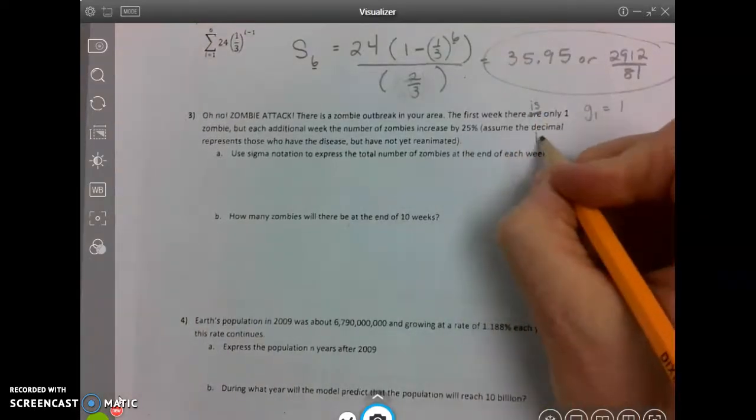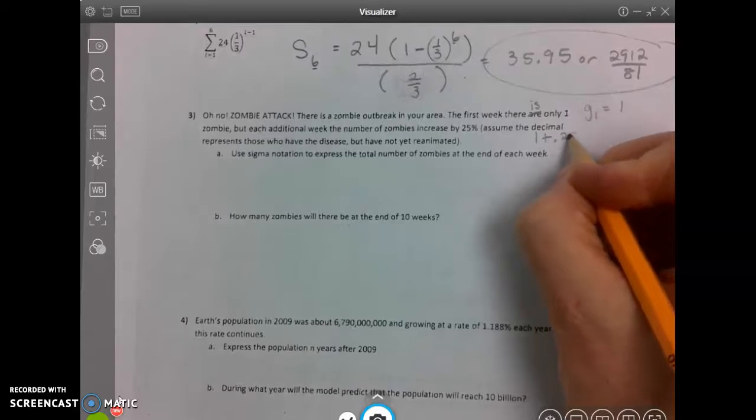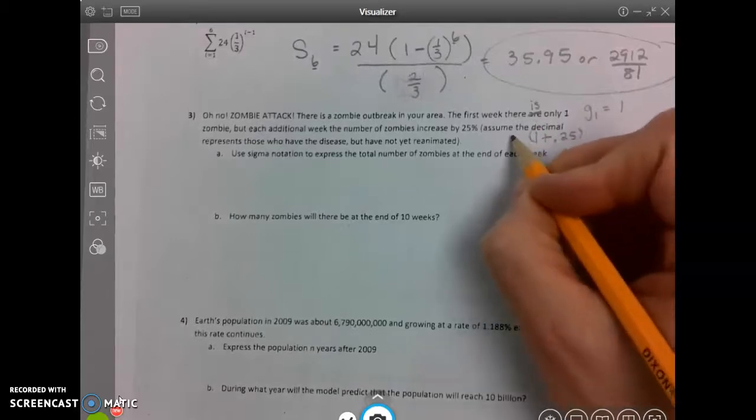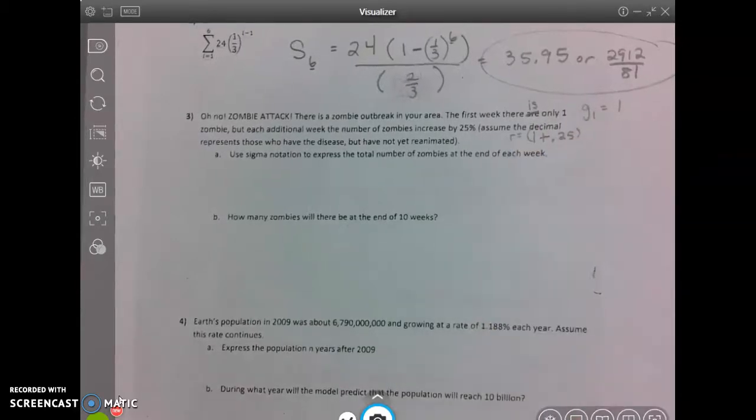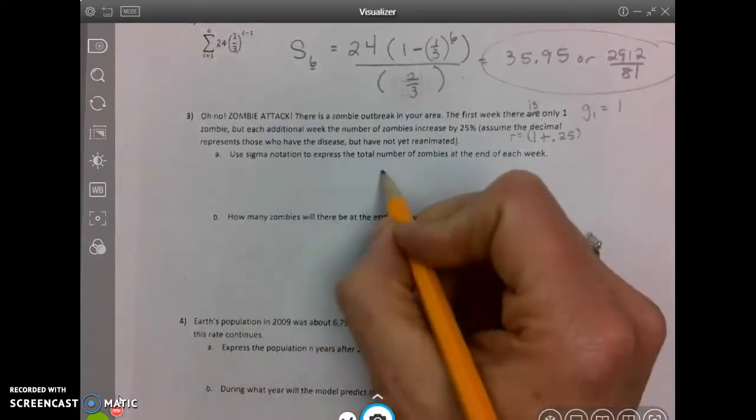So that would be 1 plus 0.25. That would be that ratio. 1 plus 0.25 represents those who have the disease but have not yet reanimated. Use sigma notation to express the total number of zombies at the end of each week.